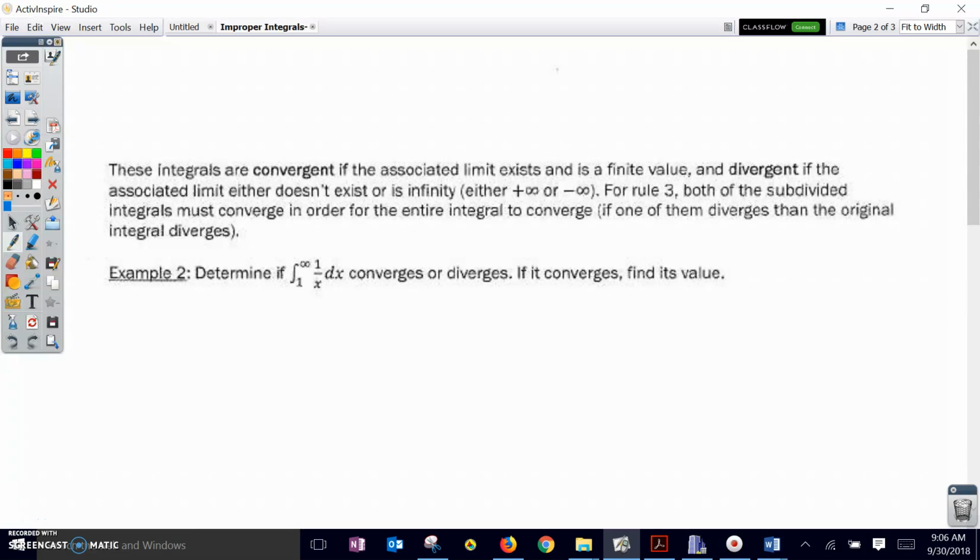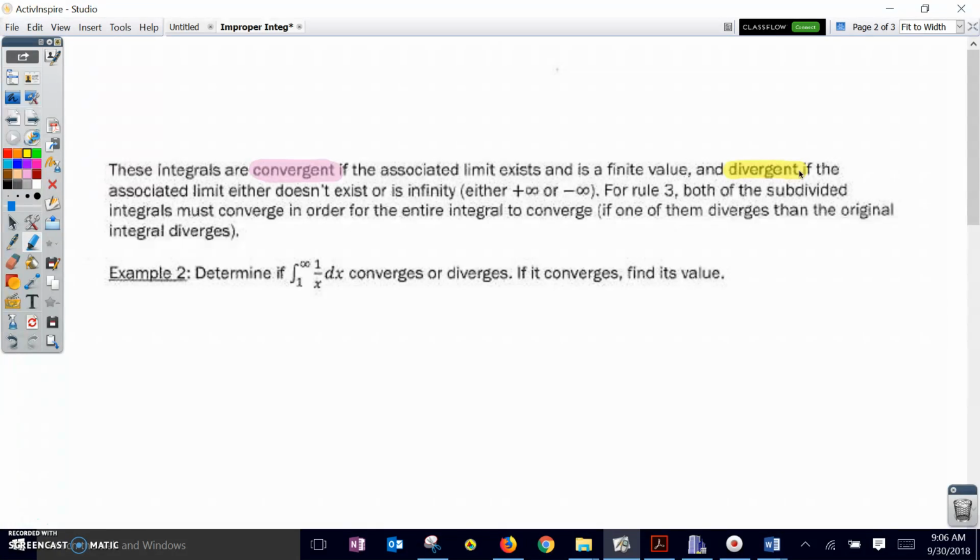Alright, welcome back everybody. In this video we're going to look at some examples from the improper integrals when we have infinite limits of integration lesson. There's a very important statement at the very top here. When we find these integrals, they are what are known as convergent if the associated limit exists and is a finite value, and they are divergent if the associated limit doesn't exist or is infinity, either plus or minus infinity.